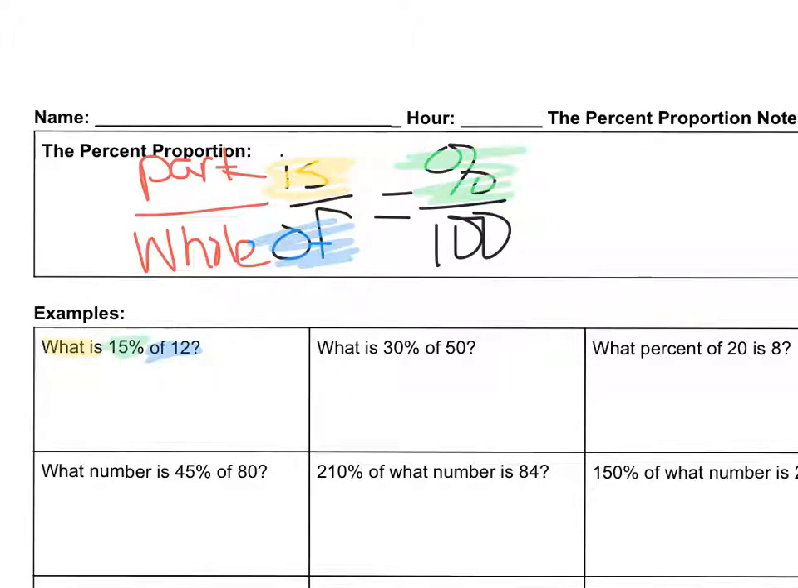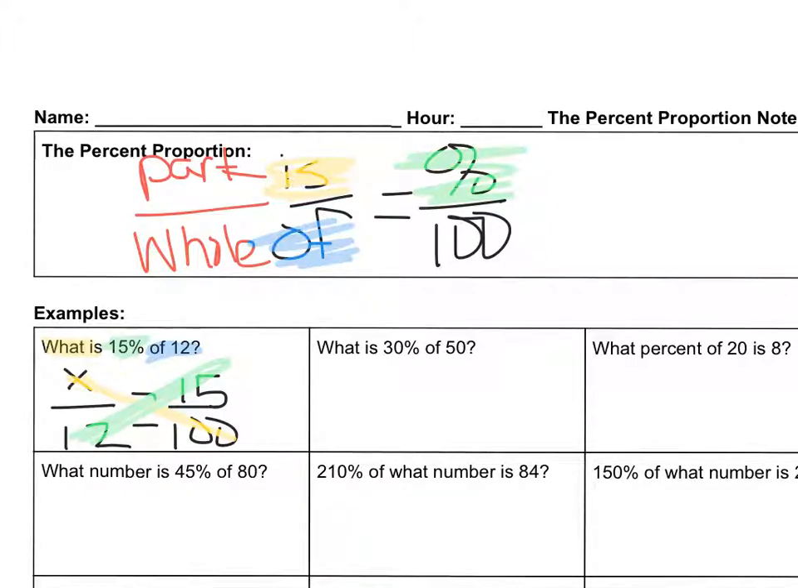So we're going to go ahead and plug those in. What is, so that's our x, 15% of 12. So the of spot is 12, and then 15, and then always 100. Okay? Then we're going to cross multiply. So remember previously we had just cross multiplied that times that equals that times that.